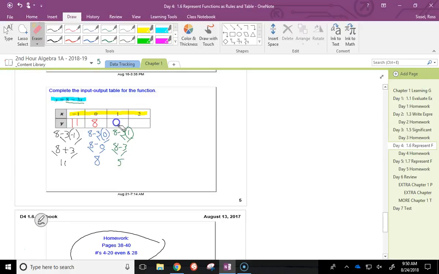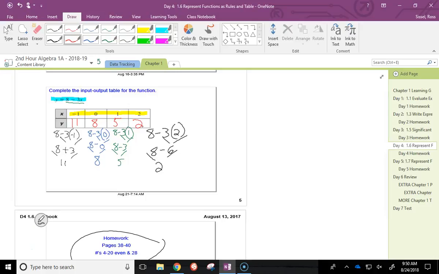Let me use red. And then for our last one, 8 minus 3x, and the x is 2. We get 6. 8 minus 6 is 2. And then that's how we complete our function, our range.